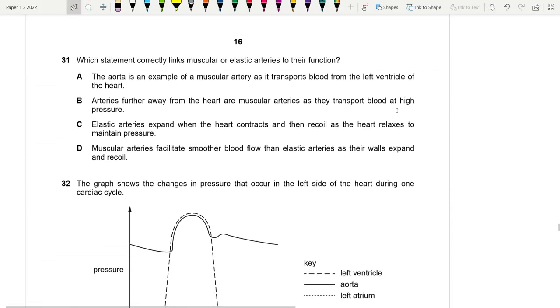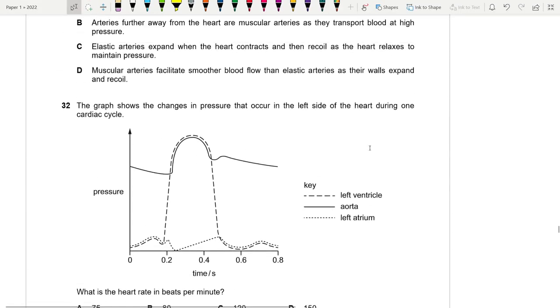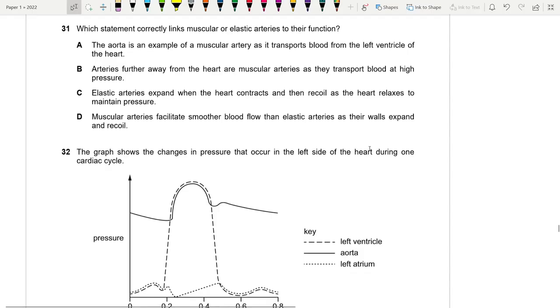Last 10 MCQs then. Which statement correctly links muscular or elastic arteries to their function.